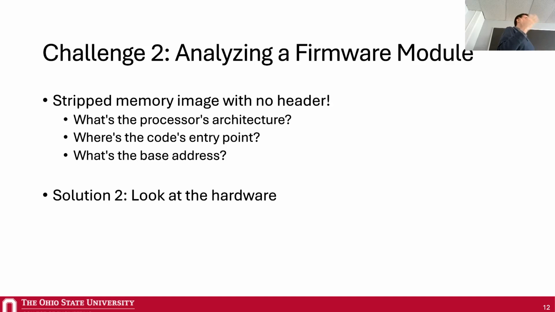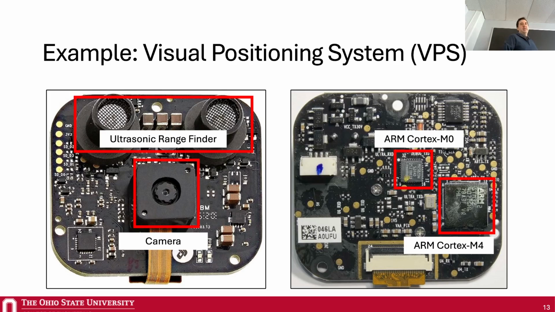When you are dealing with firmware and reverse engineering, a lot of times you actually don't have any of that header information. You literally just have a blob of bytes and some of it's code, some of it's data, and you have to disambiguate it. So how do we figure out what is the architecture, what is the entry point, how do we load this thing into virtual memory? The answer, at least for us, was that we looked at the hardware.